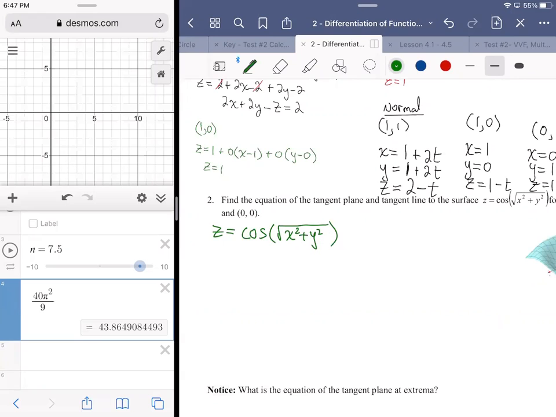So for the sake of using nicer notation, we can take that z and make it an f. In multivariable functions, f and f of x comma y are thought of as the same thing. So you just replace it with an f and that's okay. F sub x, we'll have chain rule going on here. So cosine of, and I'm going to write it as x squared plus y squared to the 1/2 power.